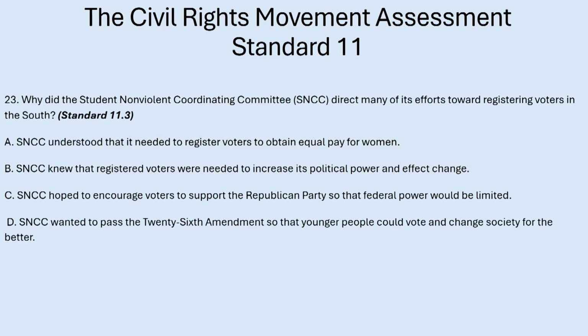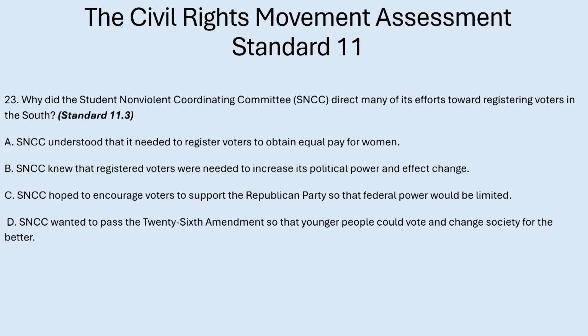Why did the Student Nonviolent Coordinating Committee direct many of its efforts toward registering voters in the South? A, SNCC understood that it needed registered voters to obtain equal pay for women. Was SNCC about getting equal pay for women? B, SNCC knew that registered voters were needed to increase its political power and affect change. C, SNCC hoped to encourage voters to support the Republican Party so that federal power would be limited.